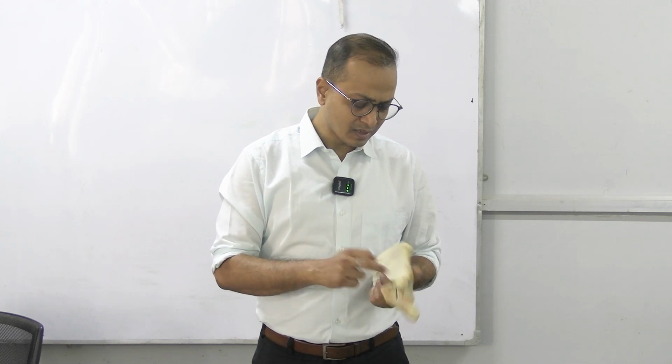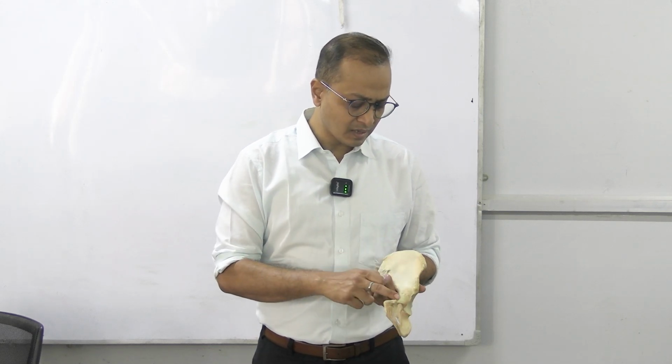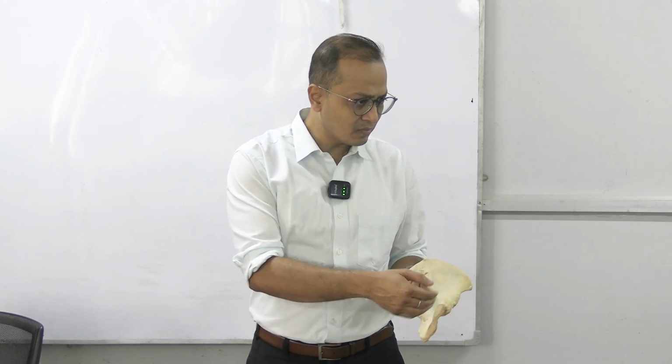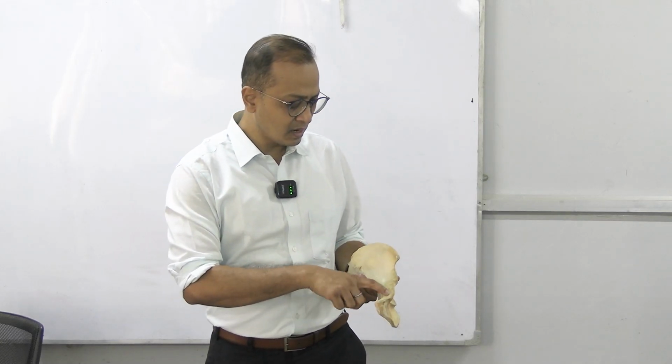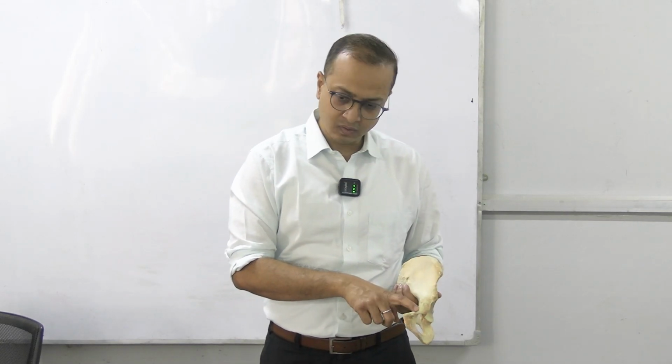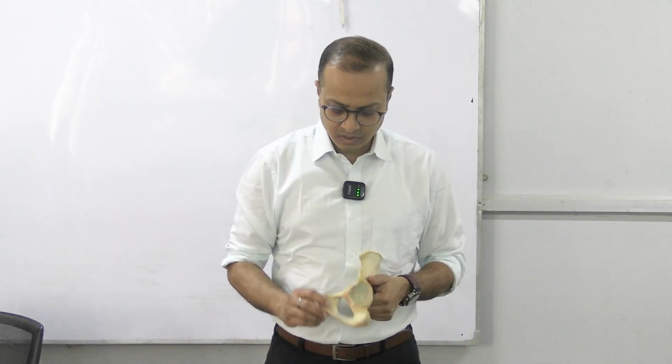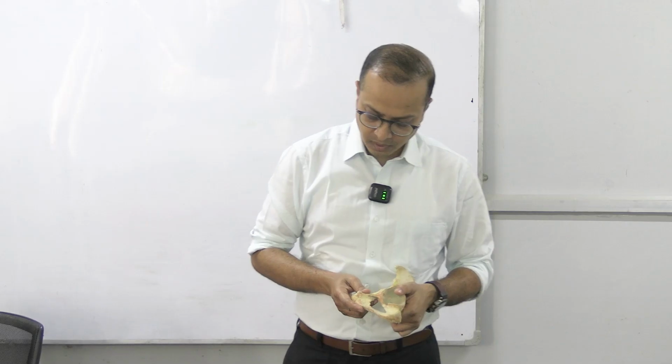Now it has surfaces like the anterior surface, the pectineal surface, and the pelvic surface, based on these areas. On the anterior surface, this side has the pectineus muscle attached, so we call it the pectineal surface, and the inner side we call the pelvic surface. So these are the three surfaces of this particular bone.